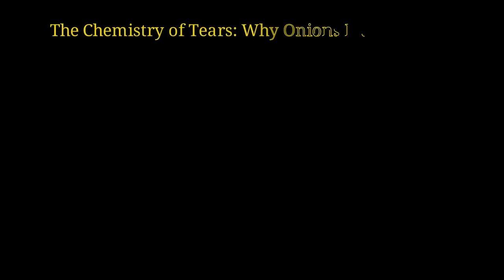Welcome to this rigorous scientific lecture on one of the most fascinating examples of plant defense chemistry. Today we're going to explore the molecular mechanisms behind why onions make you cry. Why does cutting an onion cause lacrimation or tearing, while simply holding an intact onion does not? This question leads us into a beautiful cascade of enzymatic reactions, physical chemistry, and biological defense mechanisms.